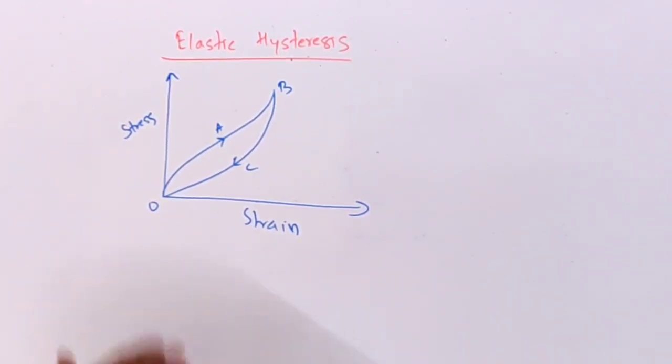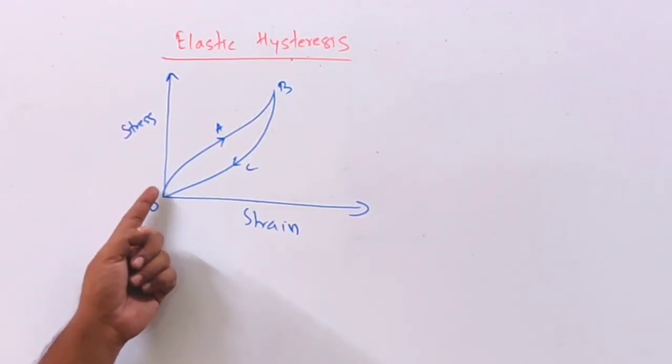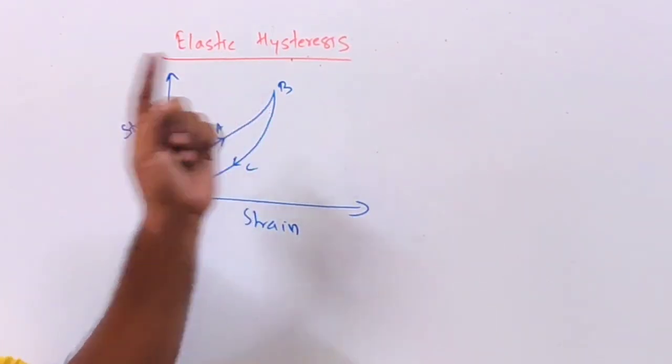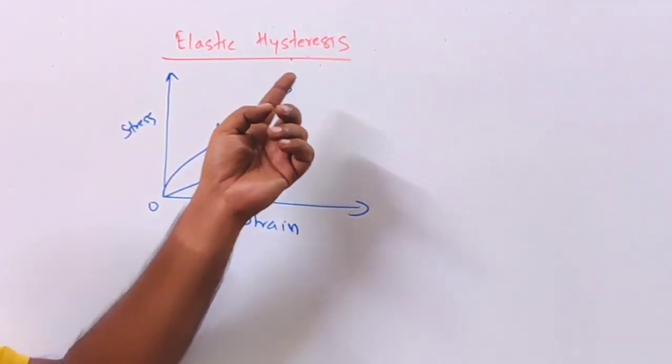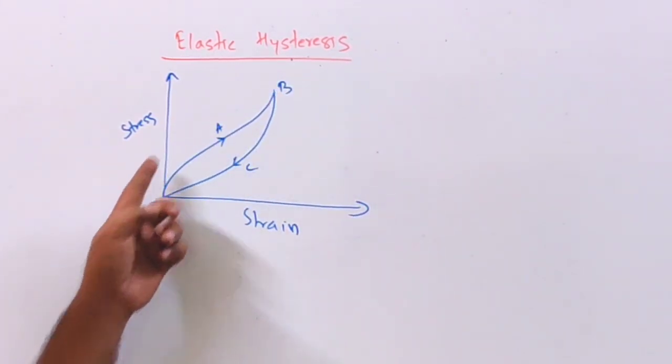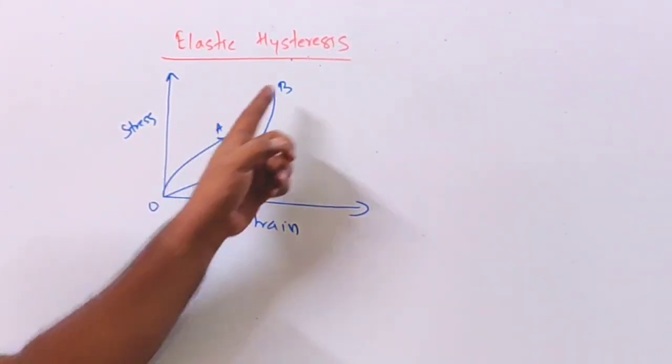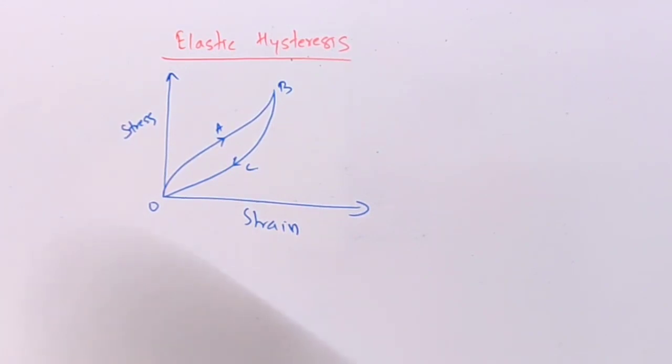First of all, when the load is applied, it takes path OAB. Now when the load is removed, it should come along the same path BAO, but it is taking the path BCO. Now what is the implication of this?